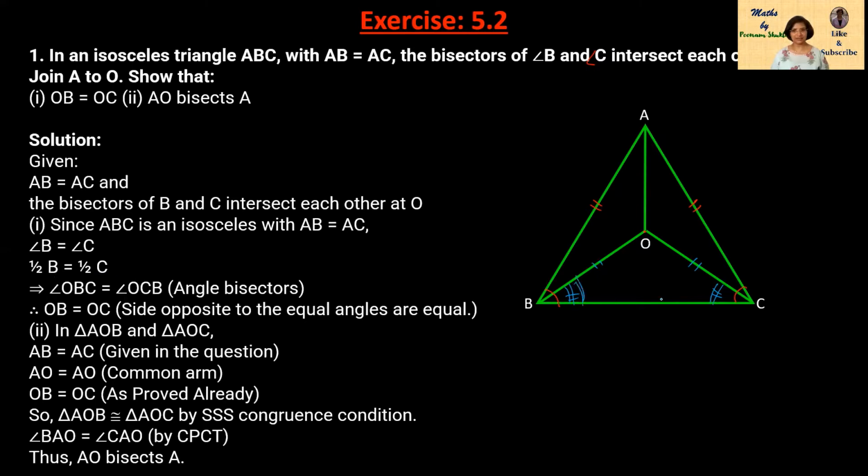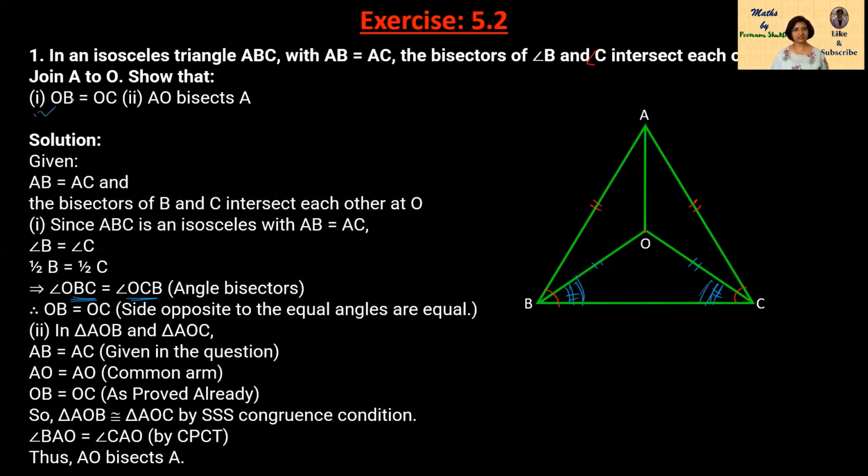That means these are equal to this. These two angles will be equal, OBC and OCB. So this implies that angle OBC equals angle OCB, as these are angle bisectors, right? So according to this, these two angles will be equal. Therefore, OB equals OC. Why? Because sides opposite to the equal angles are equal. These are the equal angles, and what are the opposite sides of these equal angles? OB and OC. So these will be equal.